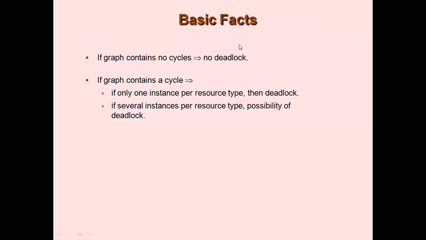Now, so these are the basic facts. That is what I was saying. If a graph contains no cycle, then there is no deadlock. If a graph contains a cycle, and only one instance is there per resource type, then it will definitely lead to a deadlock. If several instances are there per resource type, then there is a possibility of deadlock, that is, it may or may not have a deadlock.